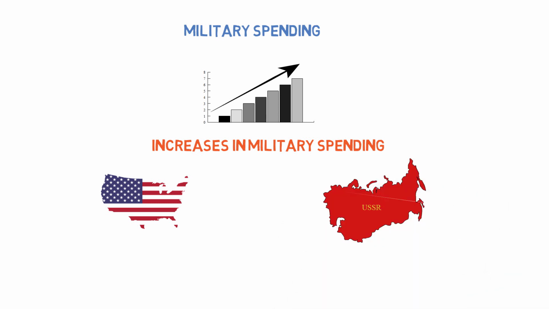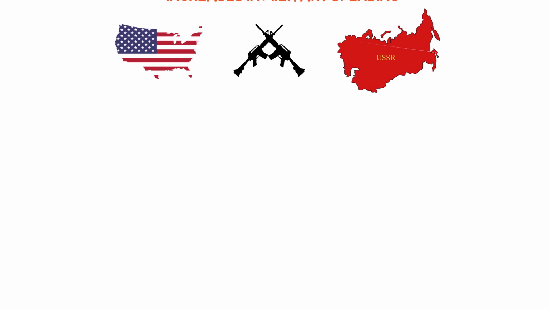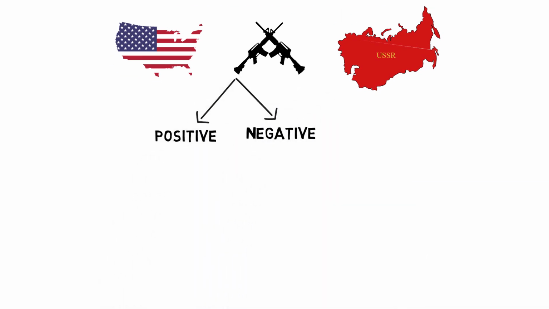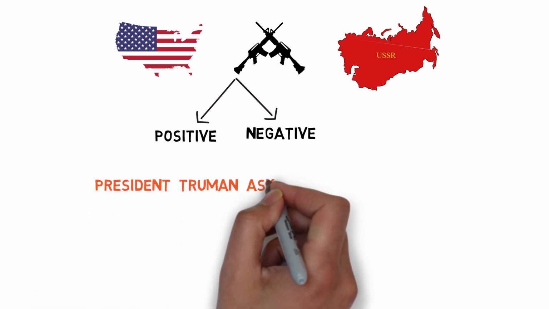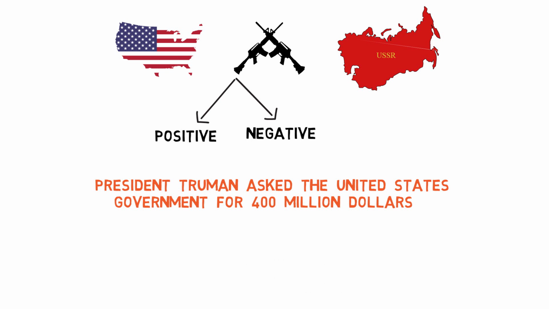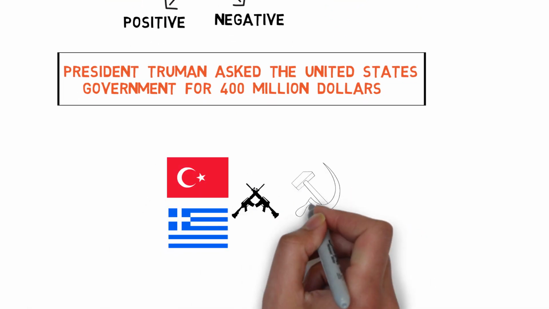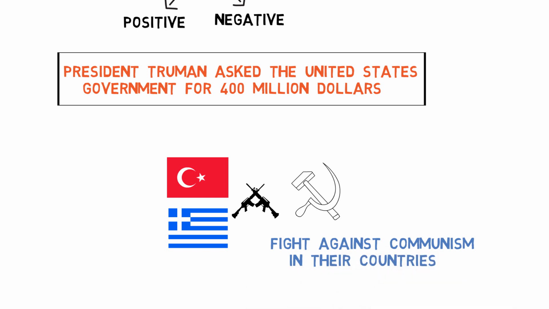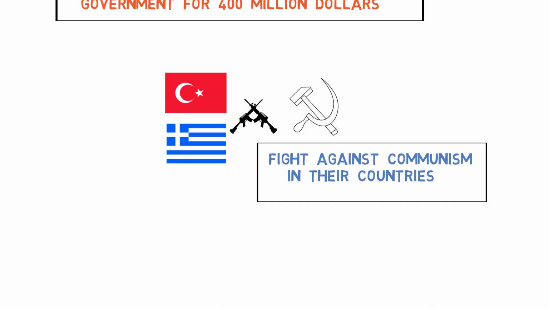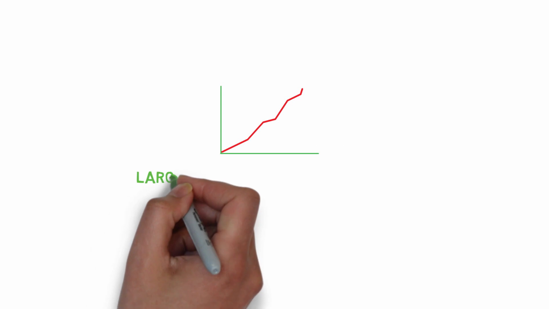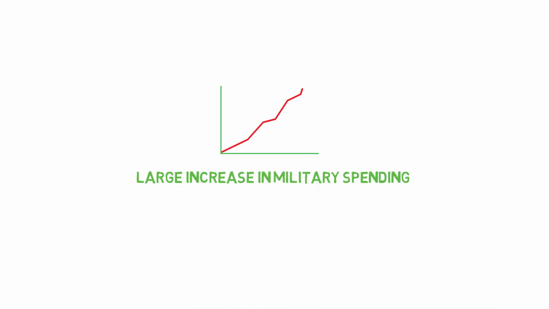Military spending. The Cold War led to significant increases in military spending, with the United States and the Soviet Union competing to develop more powerful weapons and technology. This spending had both positive and negative impacts on the American economy. An example of this is the Truman Doctrine, when President Truman asked the United States government for $400 million to send to Turkey and Greece to help them fight against communism in their countries, and was a justification that President Reagan used to explain a large increase in military spending.